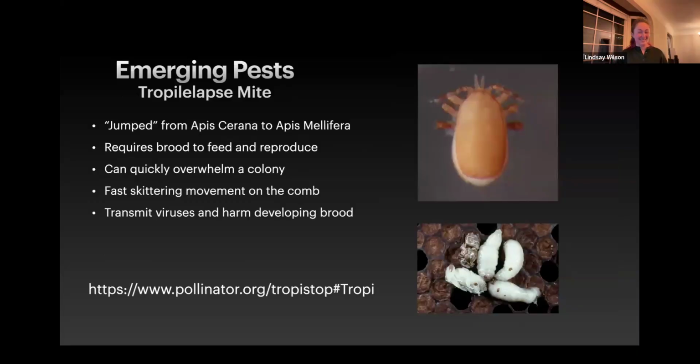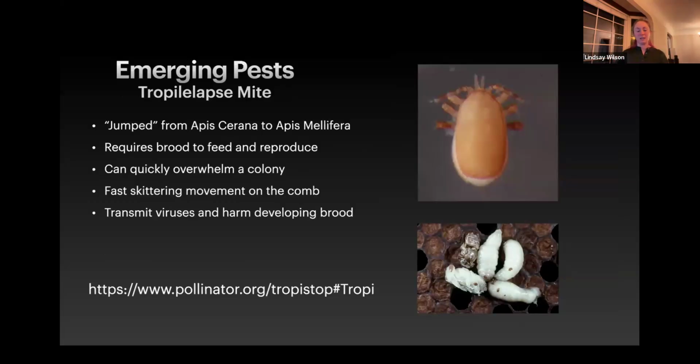The last one, the worst one, is Tropilaelaps mite. These guys are very, very tiny. They're smaller than a Varroa mite. That's her up close on the top, and then that's the size they are on honeybee larvae on the bottom. They skitter across the comb.